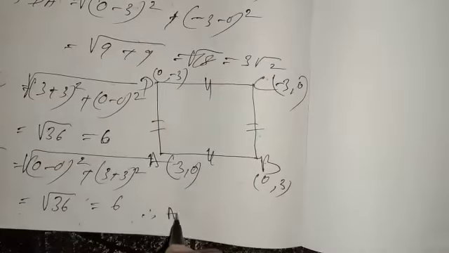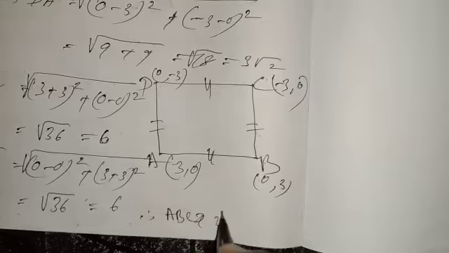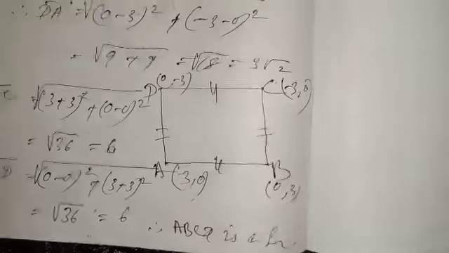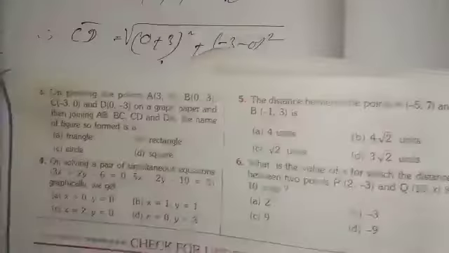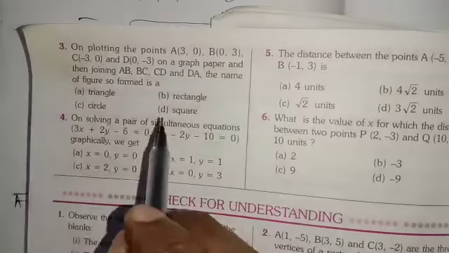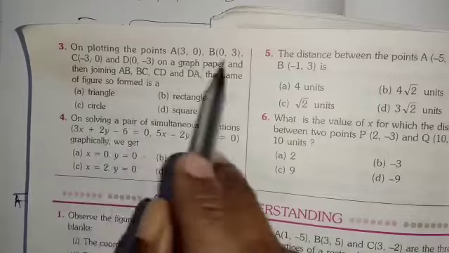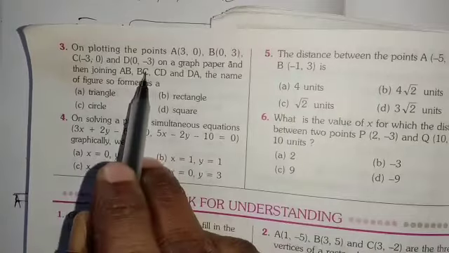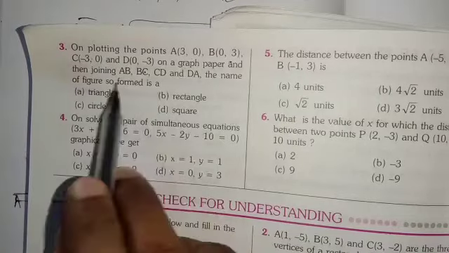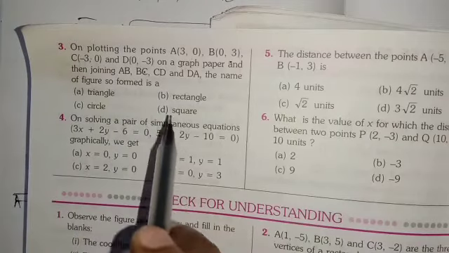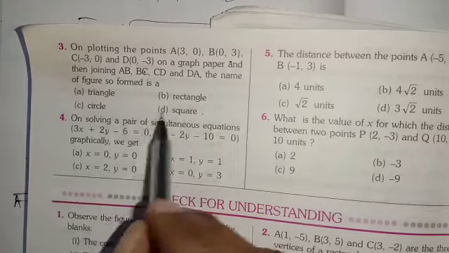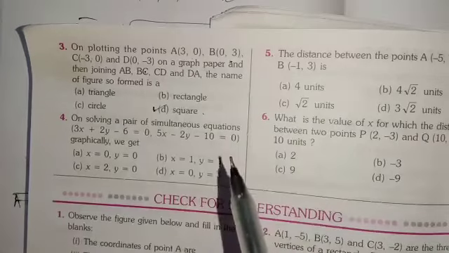Therefore ABCD is a square. This is the answer. Okay. If four sides are equal and diagonals are equal, that means, as per the question, the coordinates of A, B, C, D are given, you have to find out the four sides AB, BC, CD, DA, and the diagonals also, to conclude whether it is a square or a rhombus. Therefore the final answer is it is a square. D is the right answer. Let us go to the next question.